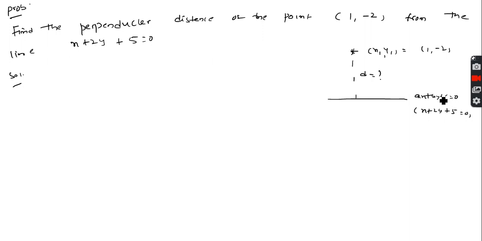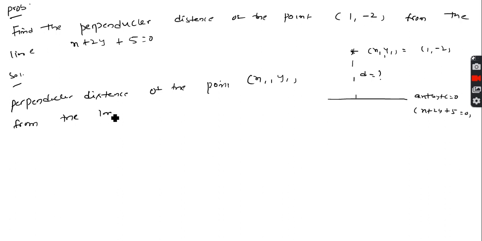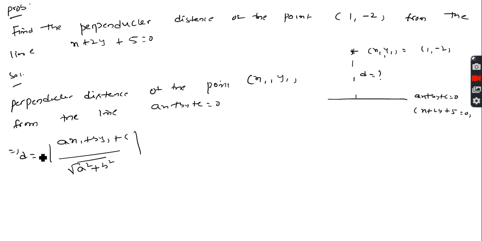So here, what is the formula? The formula is: the perpendicular distance of the point (x1, y1) from the line ax + by + c = 0 is |ax1 + by1 + c| divided by the square root of a squared plus b squared. This is the formula.